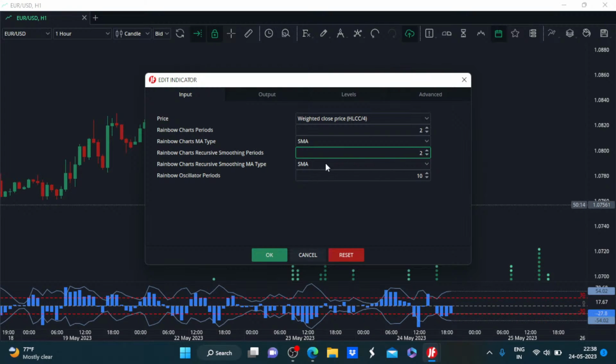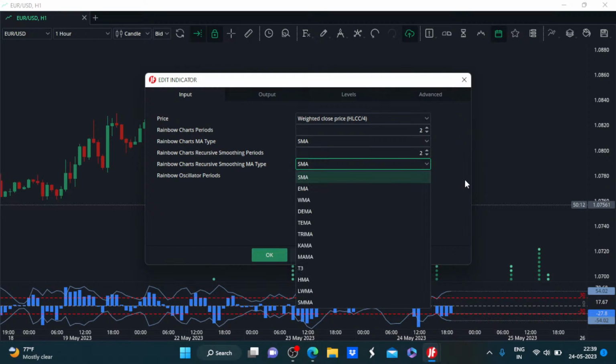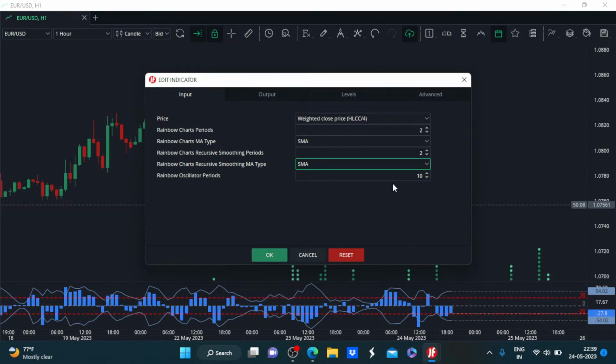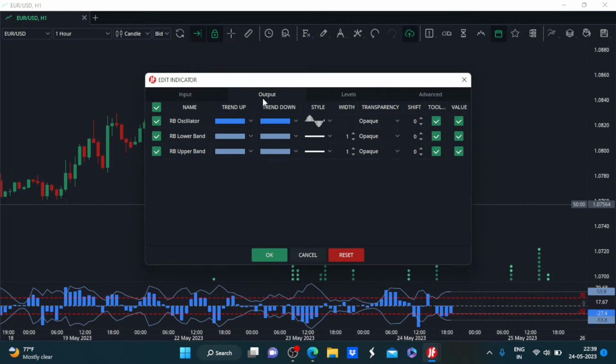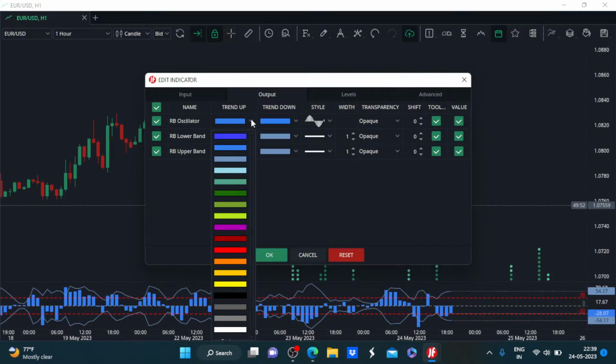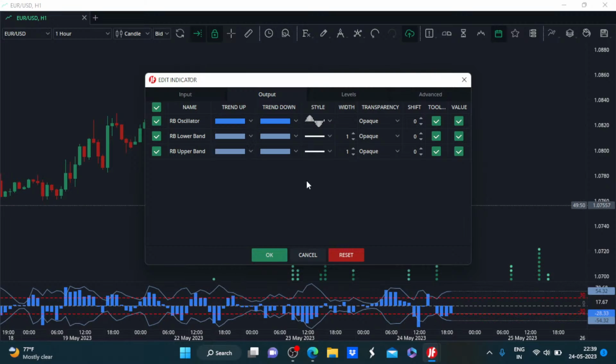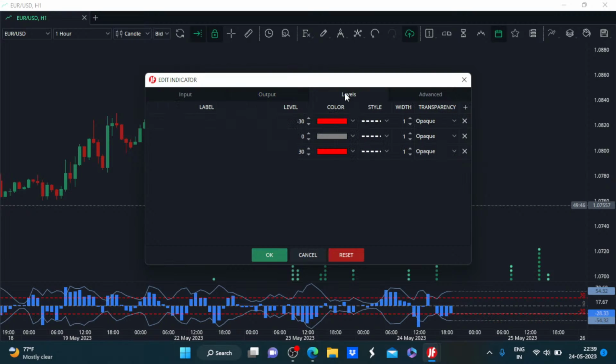Same thing coming to this moving average, we can go for different types of moving averages here also. The rainbow oscillator candle period can also be varied, you can increase or decrease, and accordingly the calculation data will be considered. The color combination can also be varied. If you are not really a fan of the blue color, you can try out different shades of color as well. Styling combination, width and transparency is also variable.